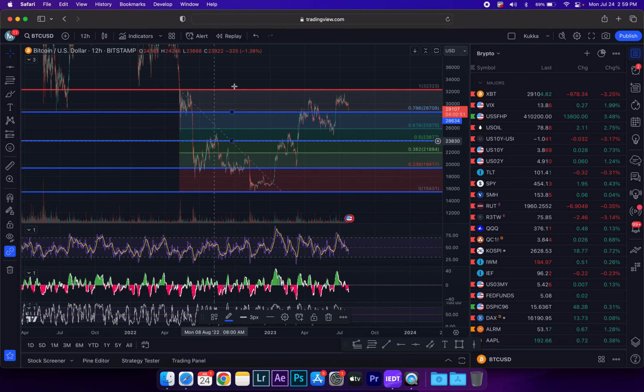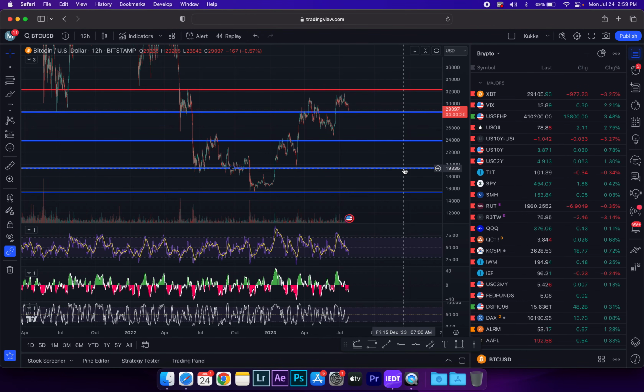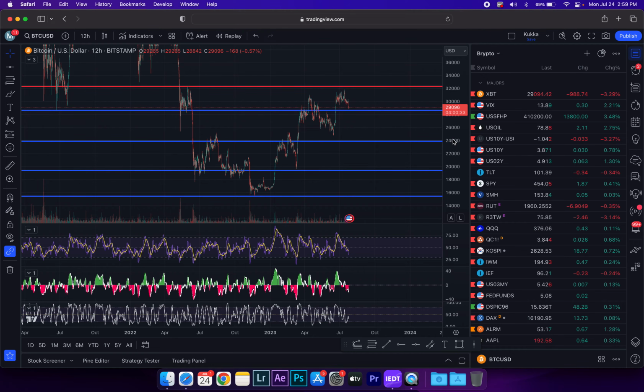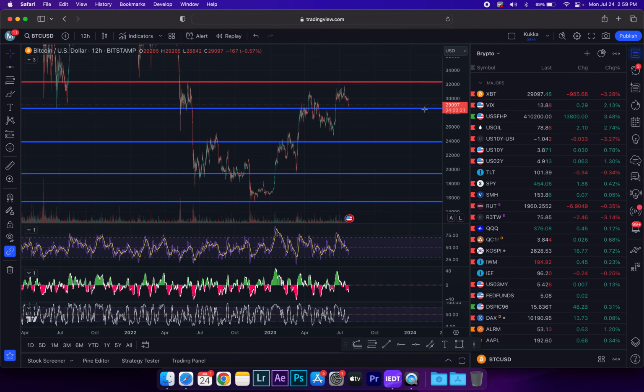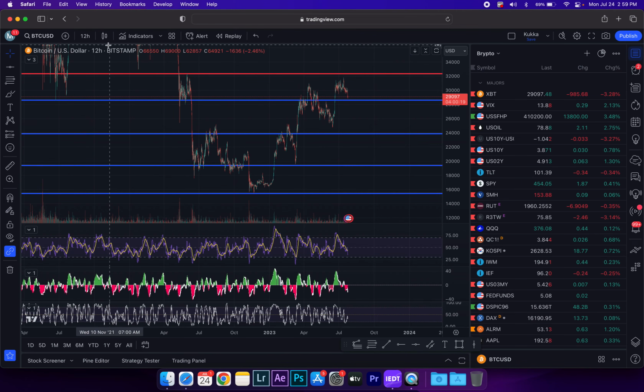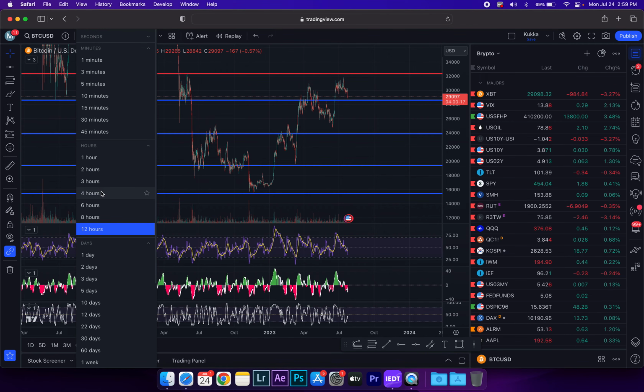So now we've marked all the levels on HTF, higher time frames, the macro picture. When you've done all this, you're going to go ahead and delete these fib levels. You've deleted this. What you've done is marked the horizontal levels according to fibs on the higher time frame. Once you've done that, you will go to the lower time frame. So from 12 hours we're going to go to 4 hours.